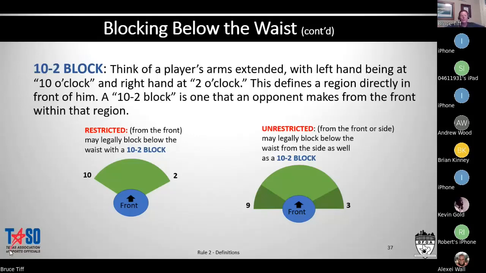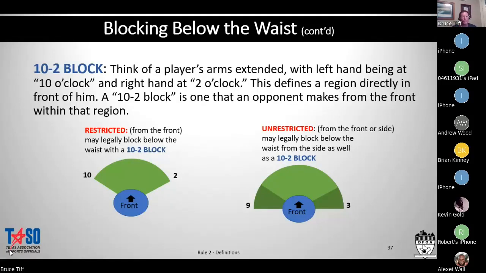This defines a region that is directly in front of him. So a 10-2 block is one that an opponent makes from the front within that 10-2 region. And that's sometimes what we will call blocking from the front.